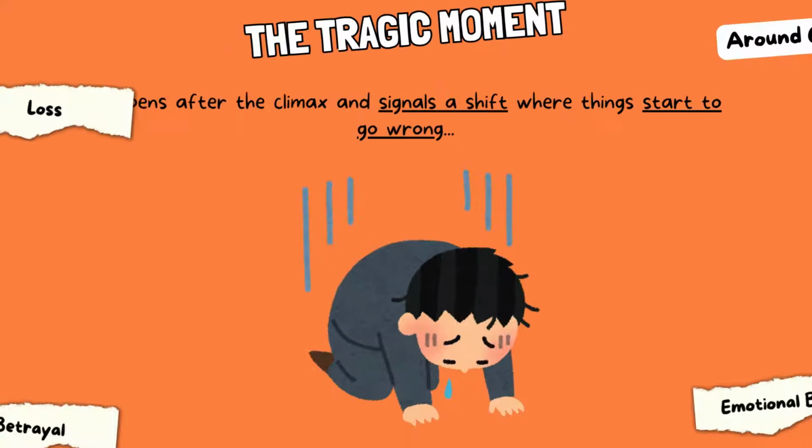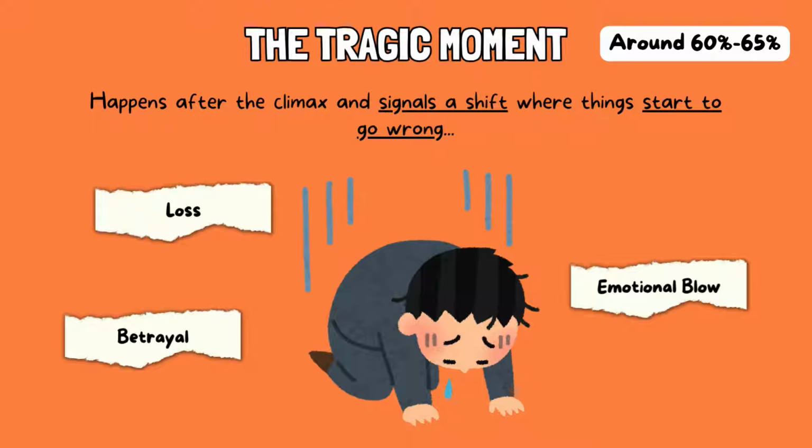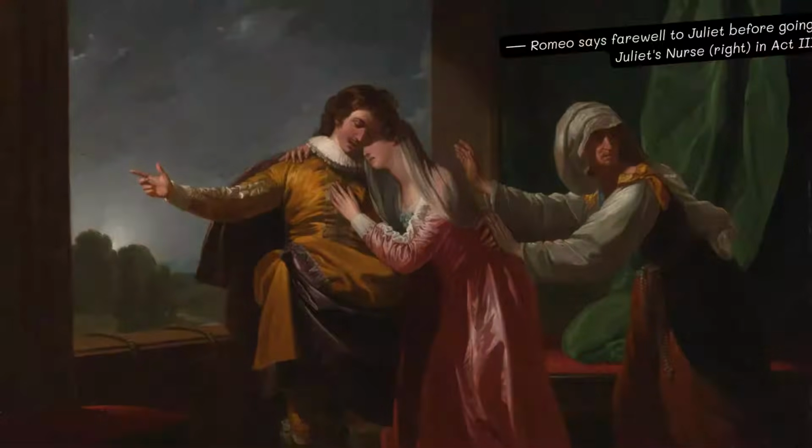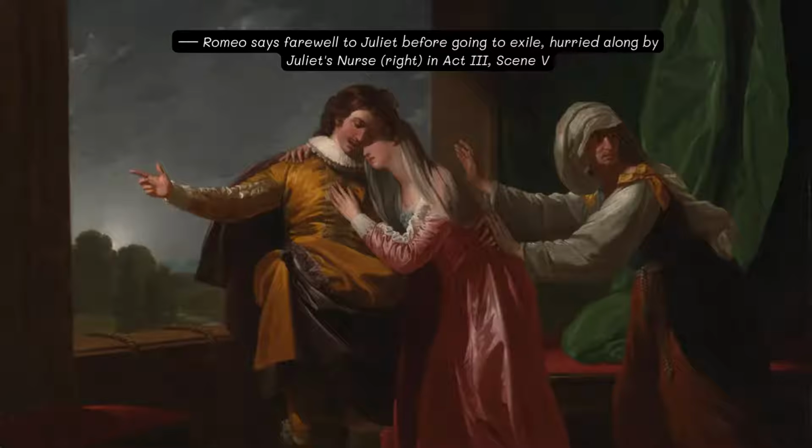Part 5. The tragic moment. The tragic moment usually follows the climax and marks a significant loss, betrayal, or emotional blow to the protagonist. It often symbolizes the price of the choices made and deepens the emotional weight of the story. This scene sets the tone for the beginning of the downfall. For example, Romeo's exile marks the beginning of the downward spiral.